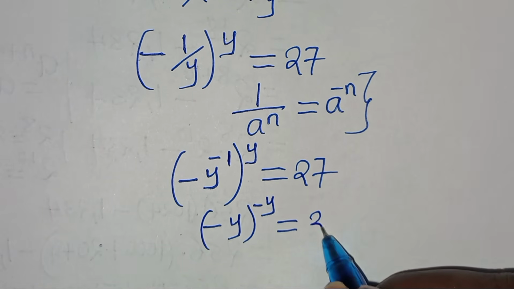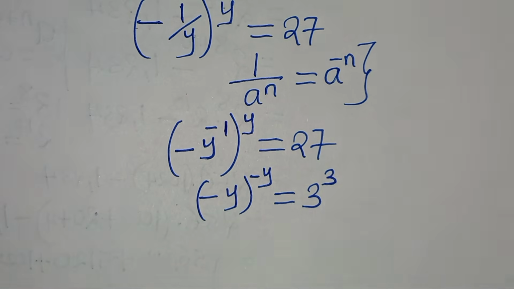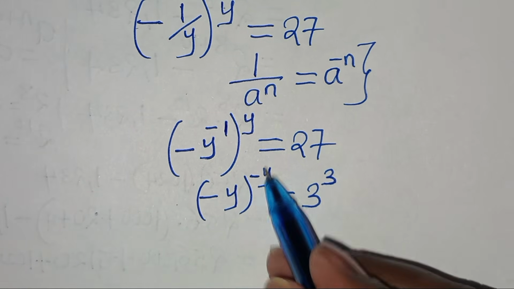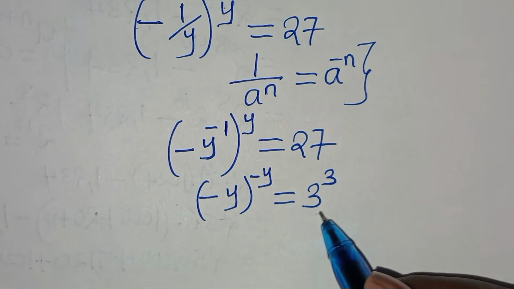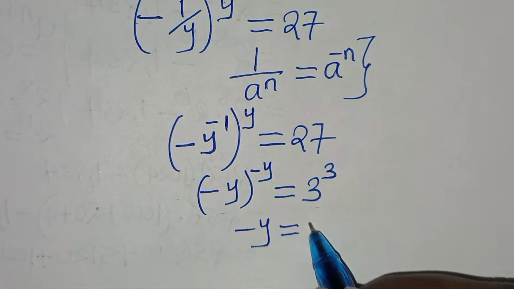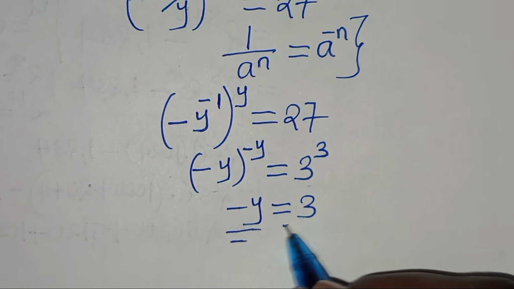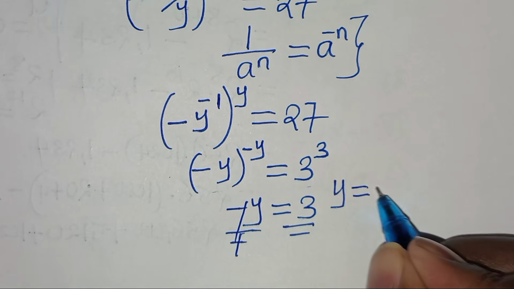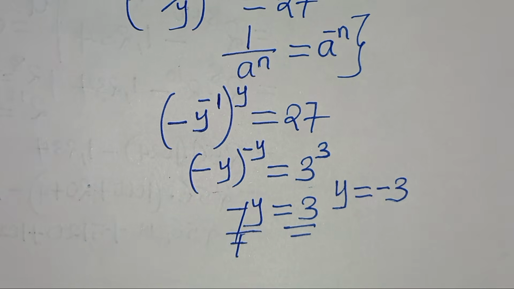We can express 27 as 3 to the power of 3. Now, if you check, there is a pattern here: minus y raised to the power of minus y. The base and the exponent here are the same. So this means that minus y is equal to 3. So let's divide both sides by minus 1, and this means that y is equal to minus 3.